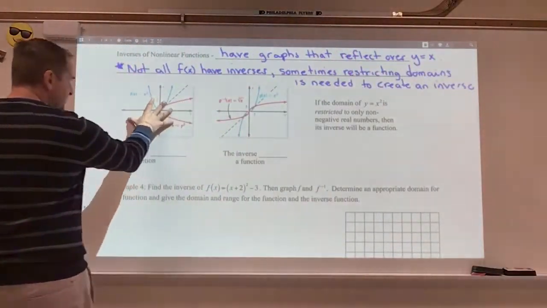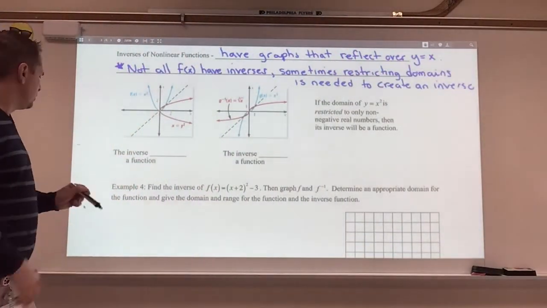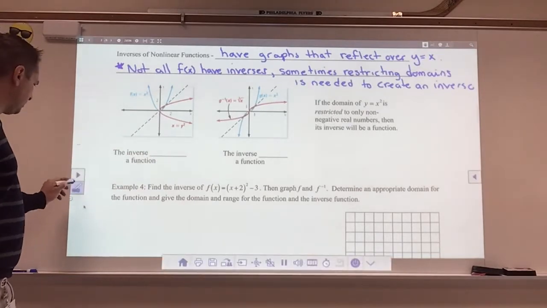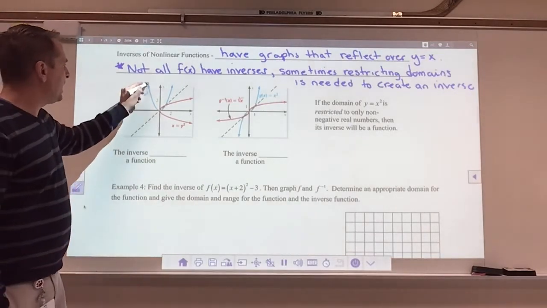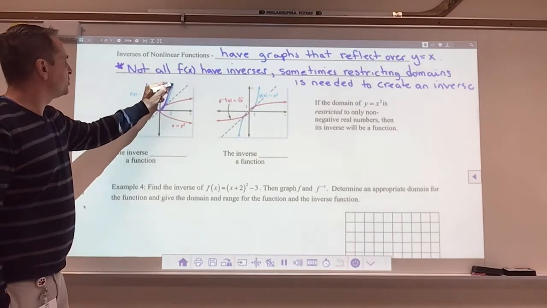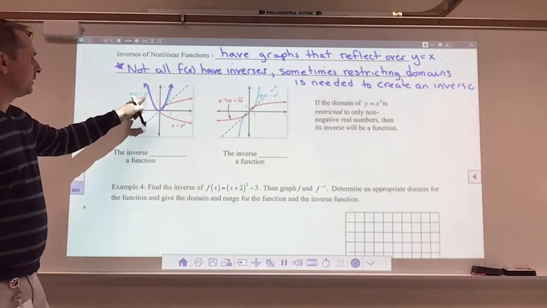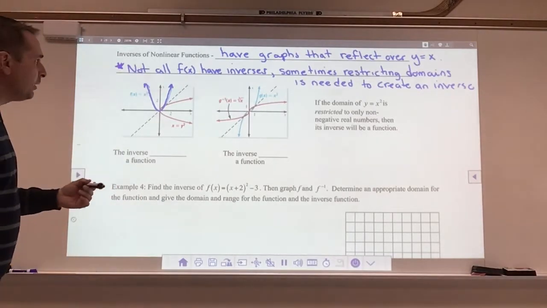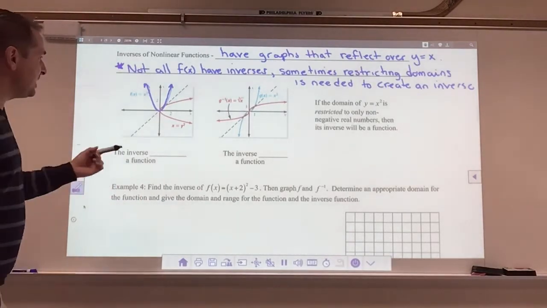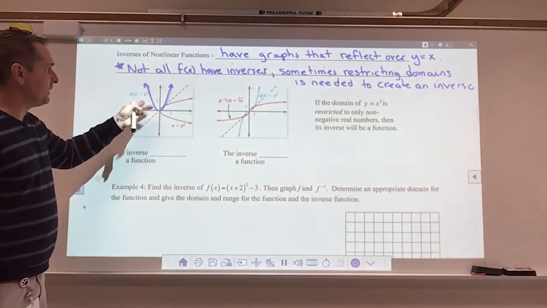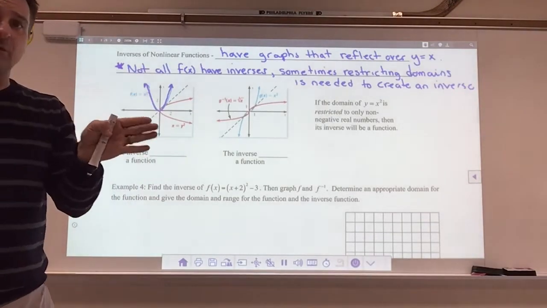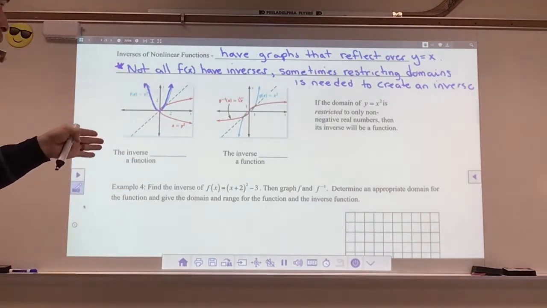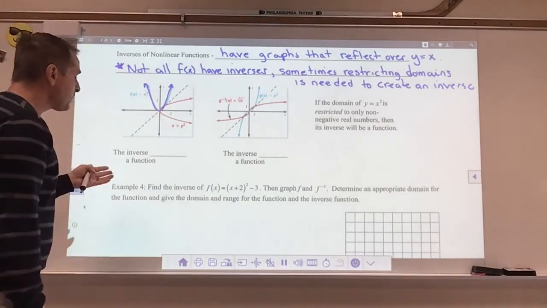In this first picture, let's build it together. We have the function f of x is equal to x squared. So we basically have our parent graph of our quadratic. Now, we know that this is a function because it passes the vertical line test. So for every one x value, there is one unique y value.